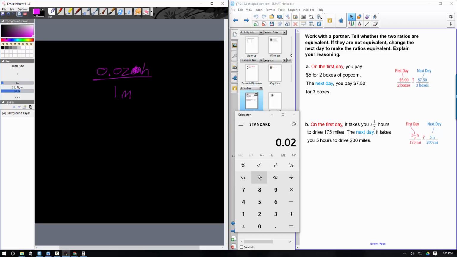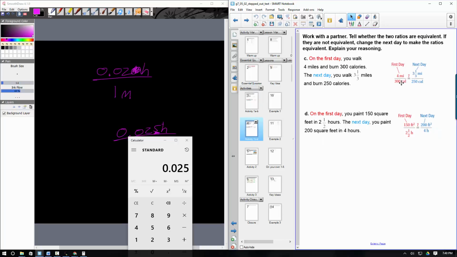Now I'm going to take my 5 divided by 200, and that is going to be equal to 0.025 hours for every 1 mile. These are not the same. I know they look close, but there's this 5 here that doesn't exist in the first one. So this one is not fair.